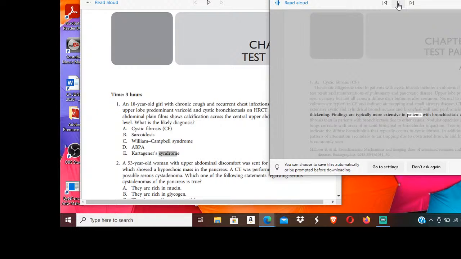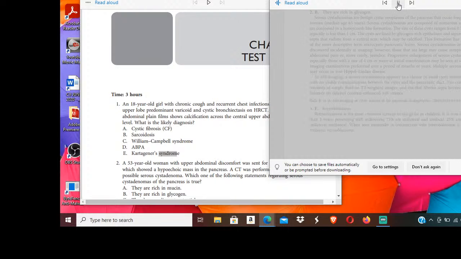Findings are typically more extensive in patients with bronchiectasis due to cystic fibrosis than in patients with bronchiectasis due to other causes. Nodular opacities throughout the lungs correlate with areas of mucoid bronchial or bronchiolar impaction. Tree-in-bud nodules indicate the diffuse bronchiolitis that typically occurs in cystic fibrosis. In addition, a mosaic pattern of attenuation secondary to air trapping due to obstructed bronchi and bronchioles is commonly seen. Milleron B et al. Bronchiectasis: mechanisms and imaging clues of associated common and uncommon diseases. Radiographics. 2015;35:1011-1030.